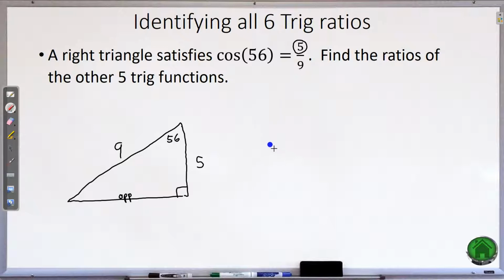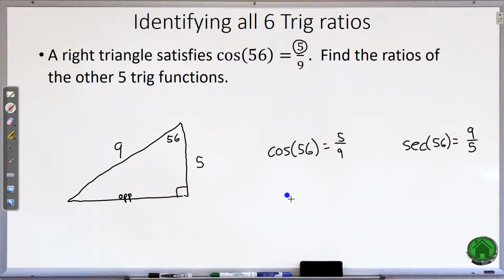So our first one that we have is cosine of 56 is equal to 5 over 9. So we need sine, tangent, and then the 3 reciprocals after that. Well, we have the one reciprocal. Secant is actually really easy. Secant of 56 will be 9 over 5. It's simply the reciprocal of cosine. So we get that one for free.